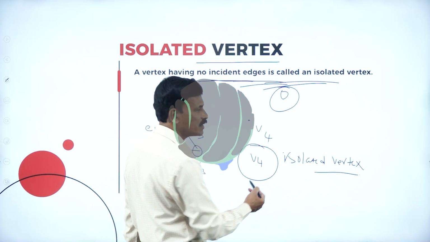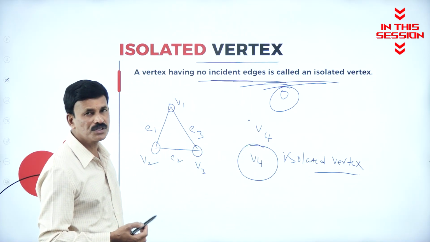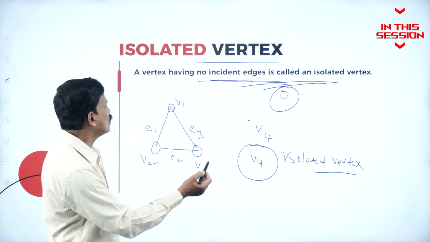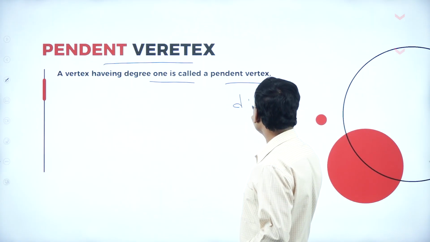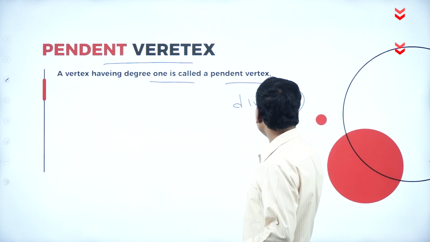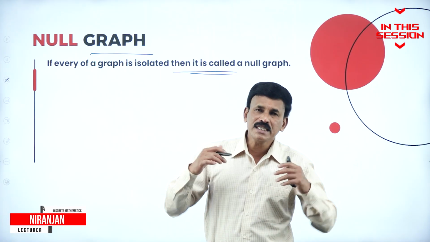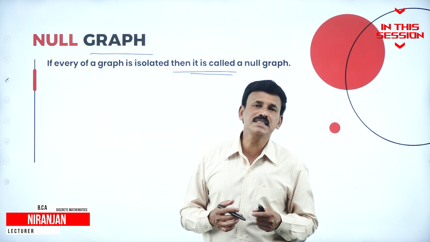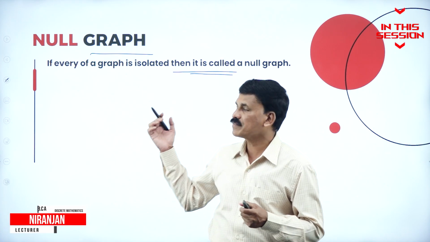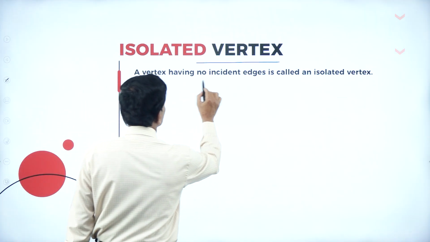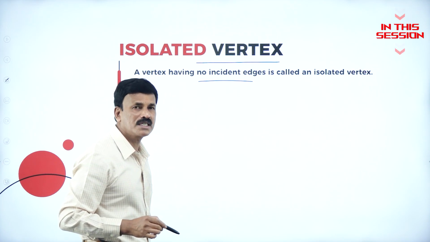This V4 is not connected to any other edges, therefore this is an example of an isolated vertex. If the degree of a vertex is 1, then it is called a pendant vertex. A graph containing n vertices and no edges is called a null graph. That's it. A vertex having no incident edge is called an isolated vertex.